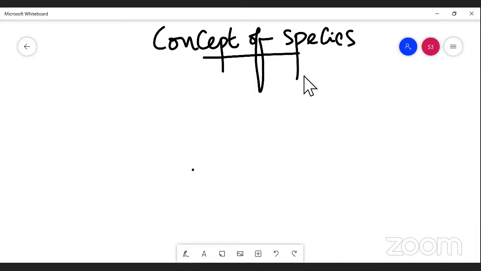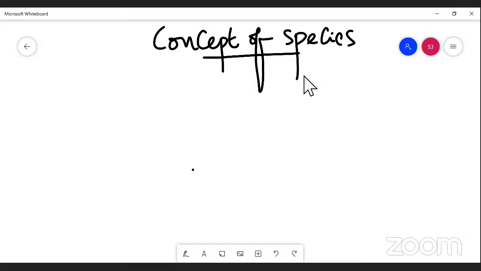So now we are going to discuss the different concepts of species. As I said, species is a basic unit or a fundamental unit of taxonomy, right? So taxonomy includes simply classification, identification, description, and naming of plants. In which species is taken as a fundamental unit or basic unit in the classification of plants, right?